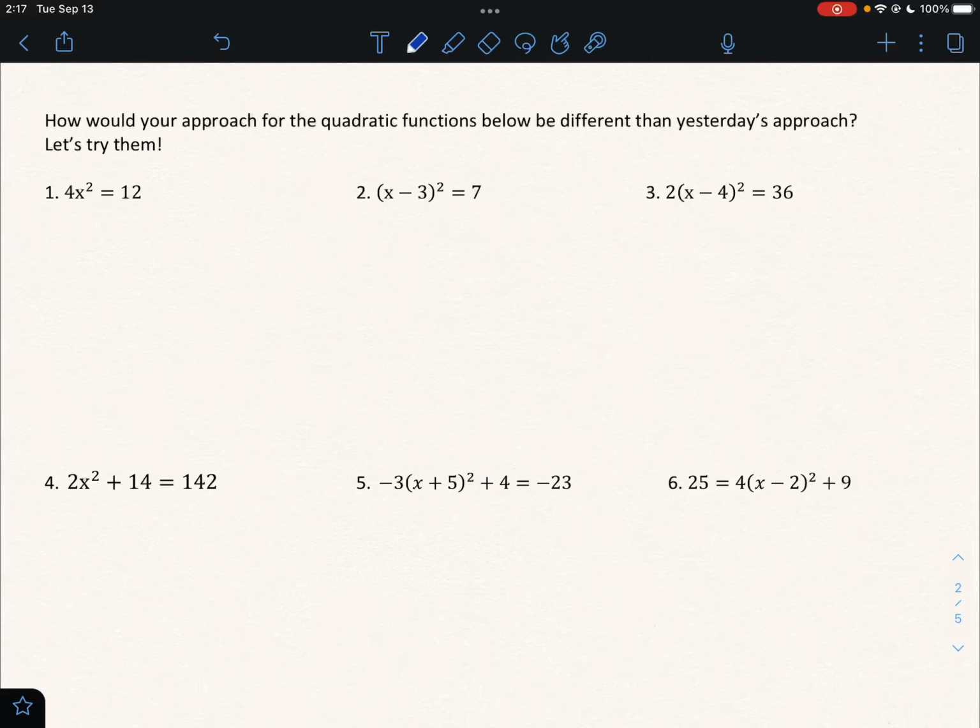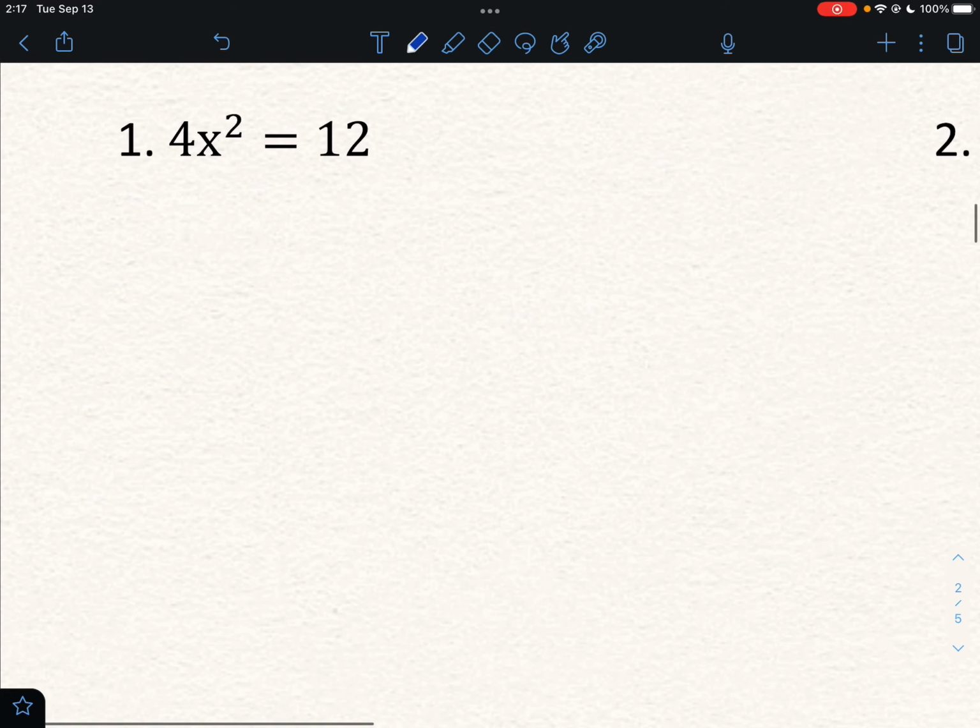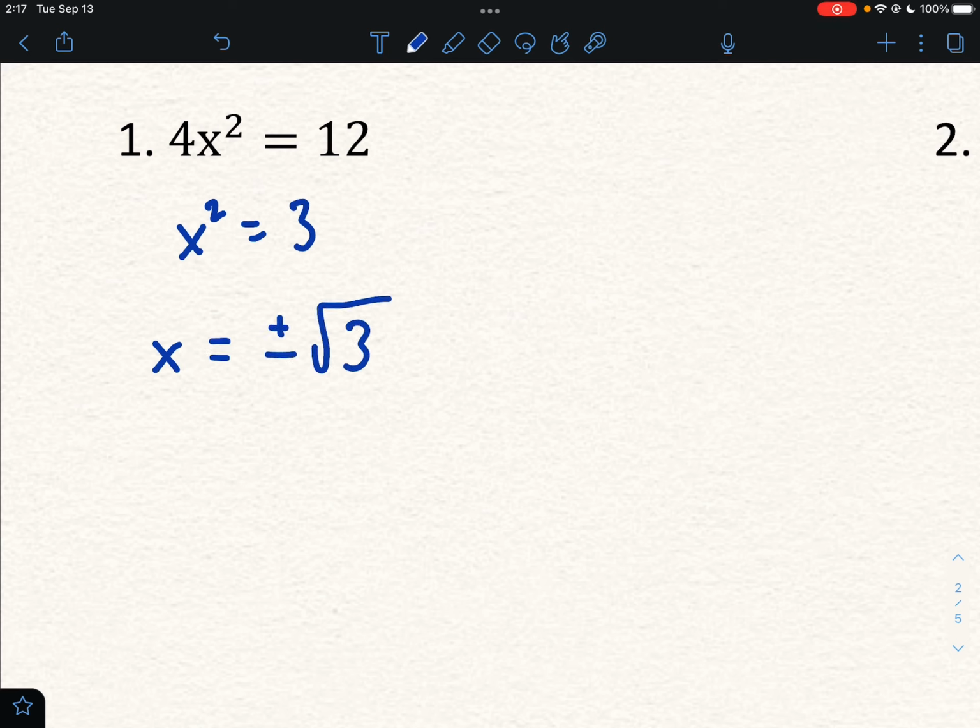What are we going to talk about today? We're going to solve quadratics, not using factoring, but using a different technique called square roots. So number 1, all right, what we see here is 4x squared equals 12. There's 2 ways to do this, but we want to do this the easiest way possible, and that would be to divide by 4 and get x squared equals 3, and then take the square root of that. And remember, when you take a square root of something, it's always plus or minus root of that number, so plus or minus root 3, which is not a whole number, so we can leave it just like that.